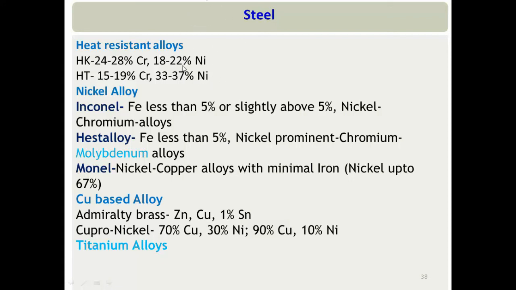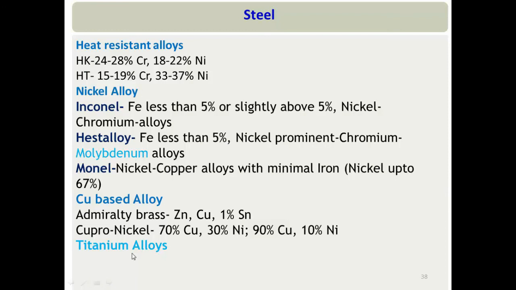Apart from these steels, some nickel alloys are also used in refinery. For example, Inconel is a nickel alloy which contains iron, chromium, and nickel. Iron is usually below 10%, and the rest is nickel and chromium. Hastelloy, apart from iron, nickel, chromium, also contains molybdenum, a significant amount of molybdenum. Iron is usually below 5%. Molybdenum could be as high as 25% or 30% maybe. And another is Monel. It only contains nickel and copper, and nickel could be as high as 67%.